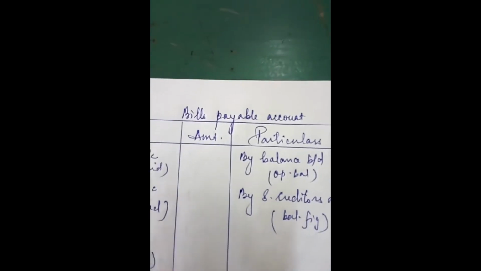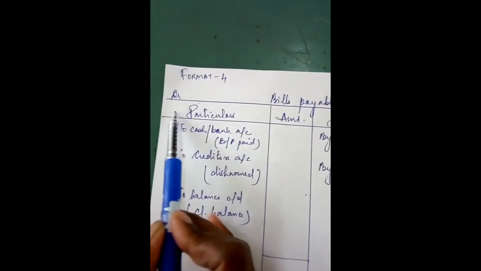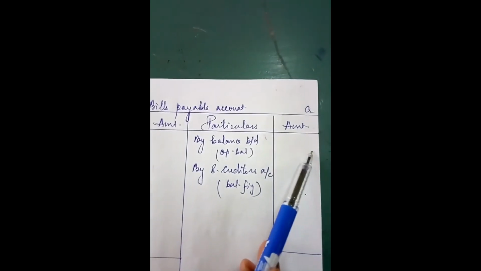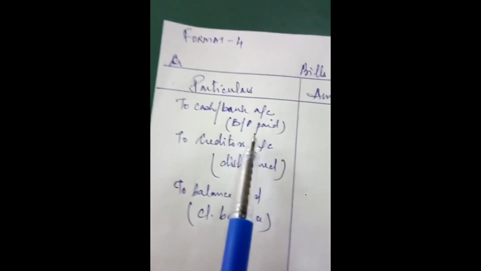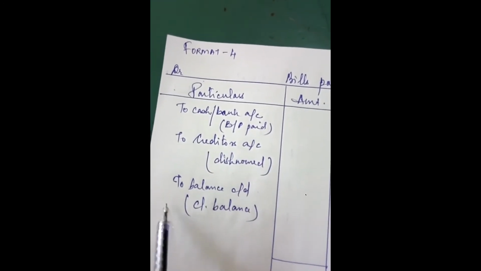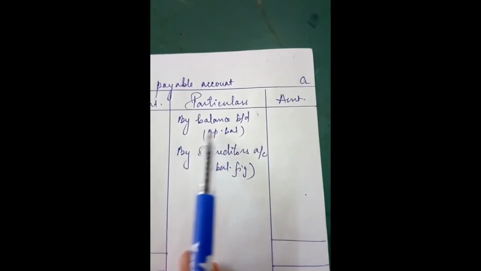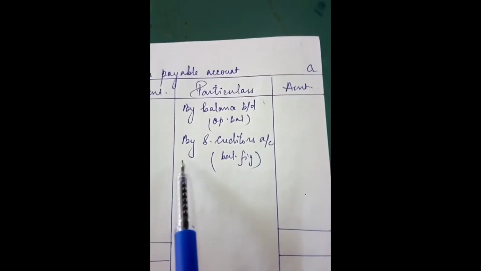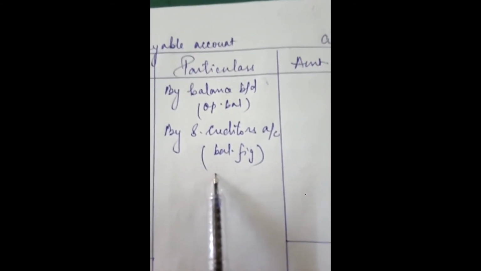And now let me explain to you the last format for today's class, bills payable account. Again, this is a ledger account. So you have a debit as well as a credit side, particulars and amount. Now in the debit side, you have to cash or bank account, that is bills payable paid. Then to creditors account if it is dishonored. Then to balance CD, which is the closing balance. Now look at the credit side. By balance BD, which is opening balance. Then we have by sundry creditors or by creditors, it will be a balancing figure.